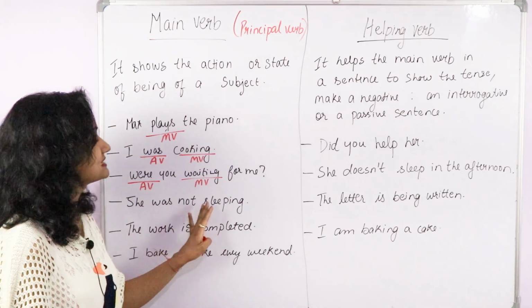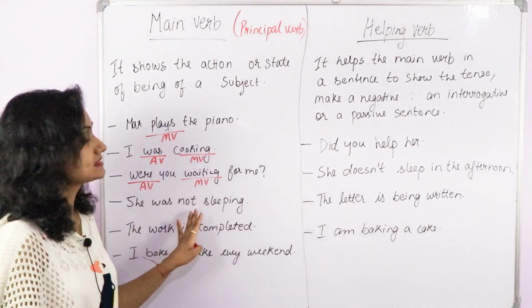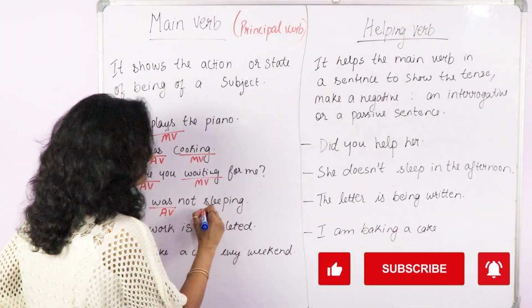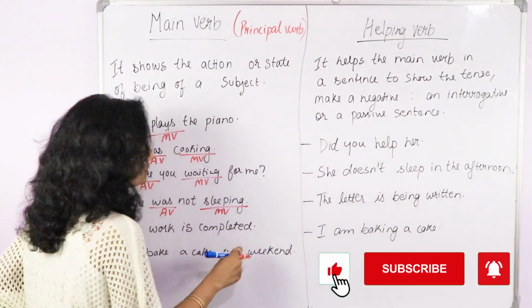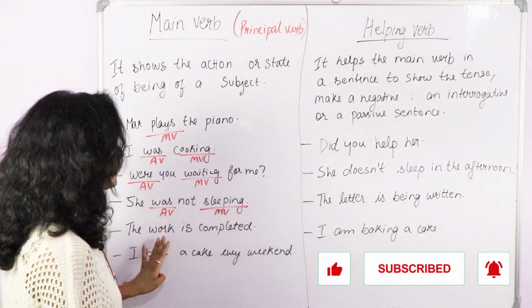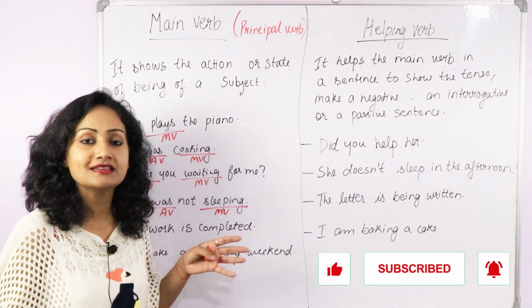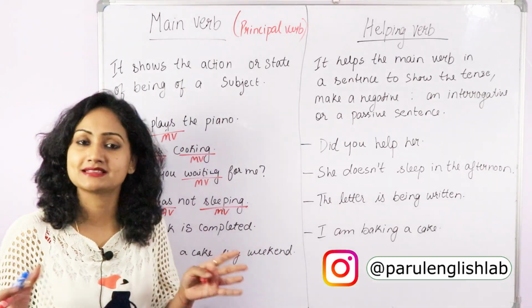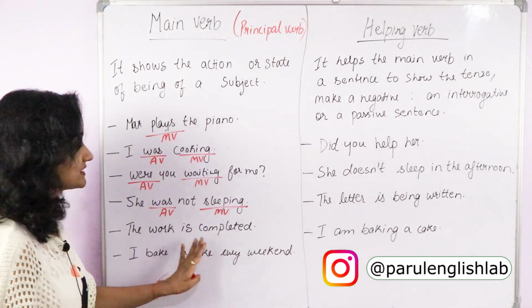"She was not sleeping." Again, it's a negative sentence. Was is an auxiliary verb and sleeping is the main verb. "She wasn't sleeping" is a negative sentence. "The work is completed." Yes, we need an auxiliary verb with a main verb to make a passive sentence. So it's a passive sentence.